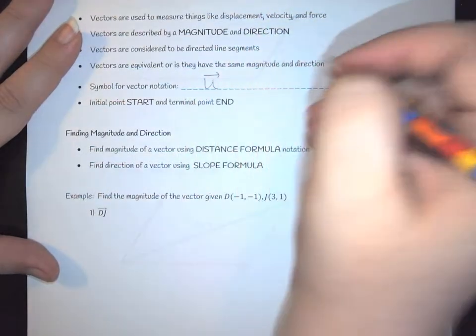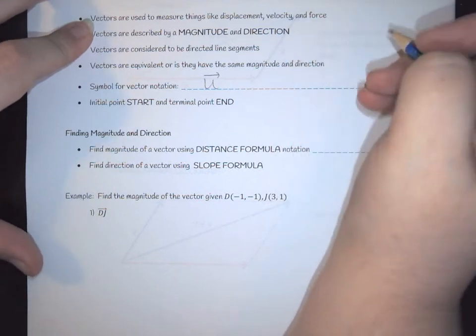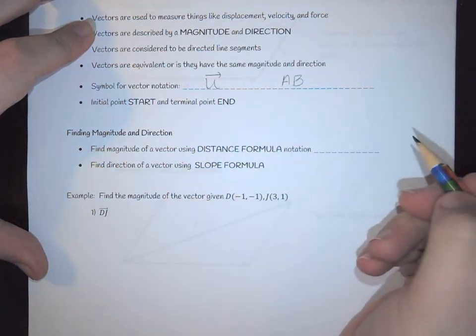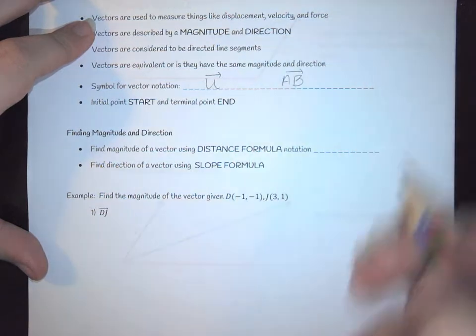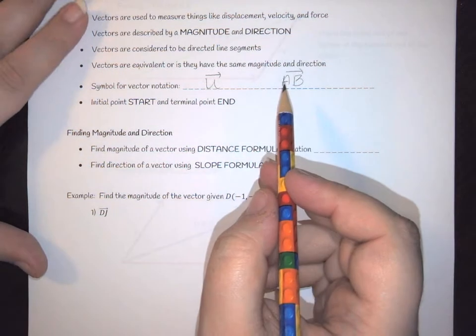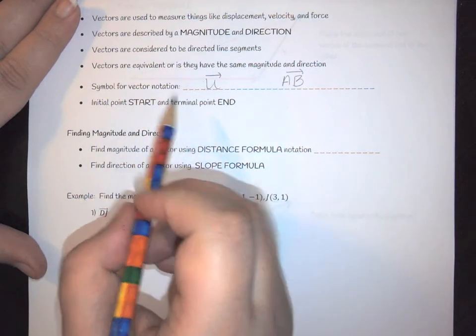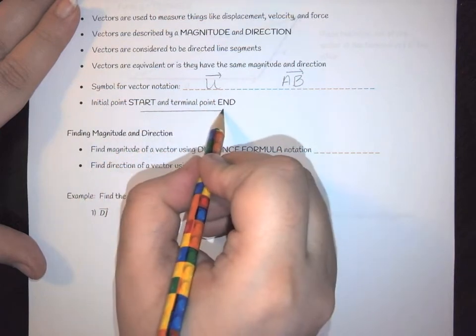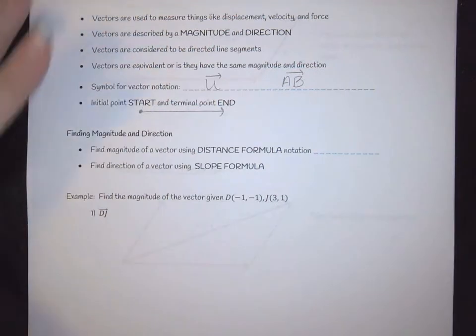Or you can use the definition of lines, or of an array, and you can use the capitals. So I'm going to look at my vector being between A and B of my line segment, and again you still put the little arrow on top. Now, vectors have an initial point and a terminal end. The initial point is where you start, and the arrow goes at the terminal end. So it's kind of like a start and a stop.